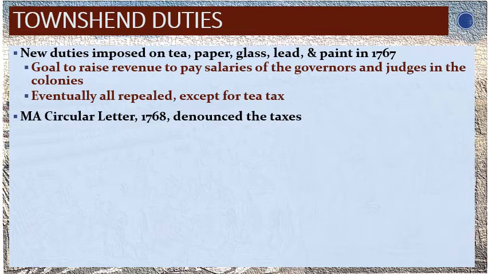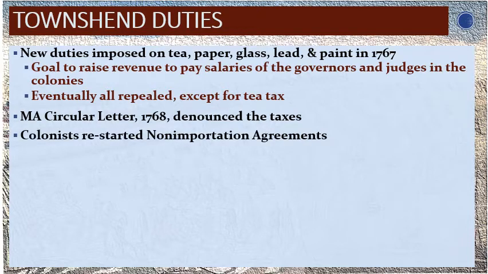In 1768, the colony of Massachusetts, not a state yet because we're not at statehood yet, published a letter which denounced these taxes, saying that they were antithetical, that they were opposed to the British legal traditions and the rights of all colonists. But the colonists did more than just write about how they didn't like these taxes. They also restarted the idea of not buying British. Don't buy any British goods as long as the British are attempting to tax the Americas.